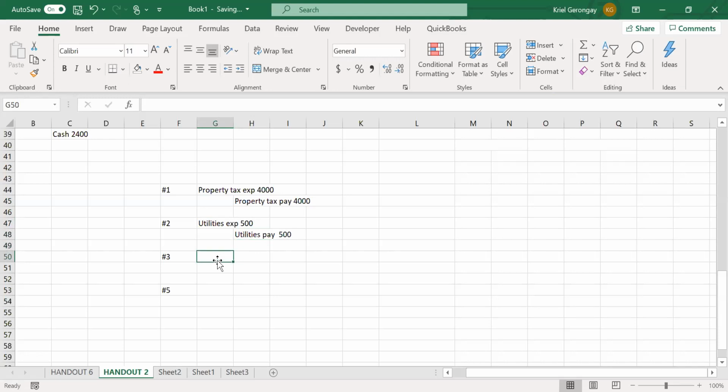And for number 3, we have to record the accrued salaries, which is 1,200, so salaries expense. If you are confused about how to know whether it's an expense or a payable, really read the question. If it indicates that it has not been paid or recorded, that's indicating an adjusting journal entry for a payable.